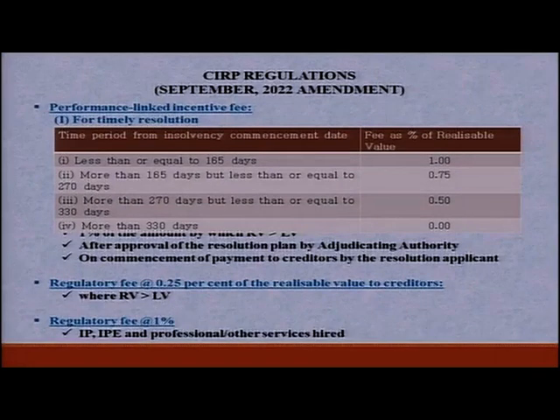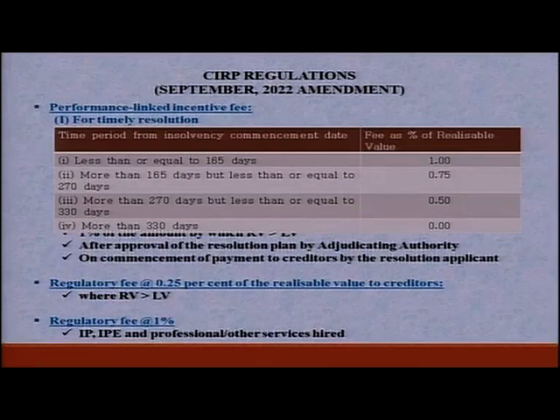If it is more than 165 days but less than or equal to 270 days, then 0.75% of the realizable value. If it is more than 270 days but less than or equal to 330 days, then 0.5%. And if it is crossing beyond the 330 days period, which is our mandatory outer limit for completion of the corporate insolvency resolution process, in that case, no performance-linked pay would be paid, because that is the outer limit within which we expect the process to be completed.